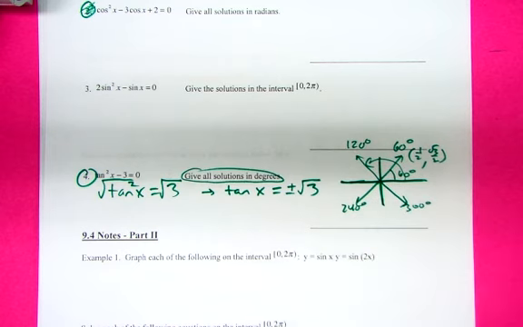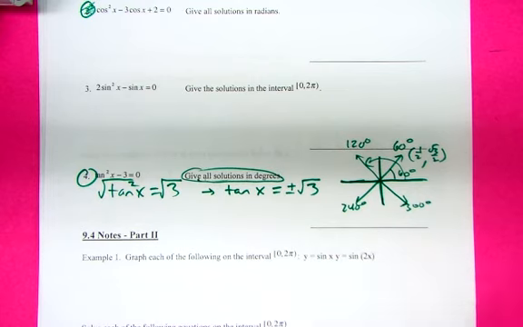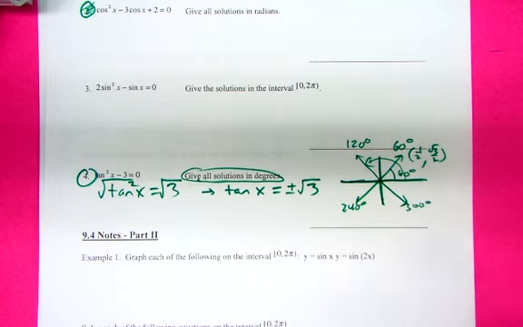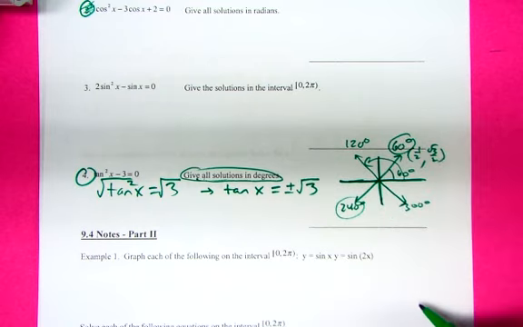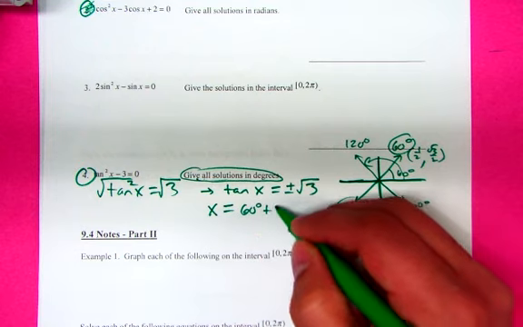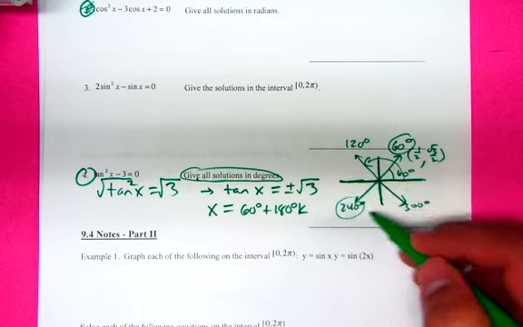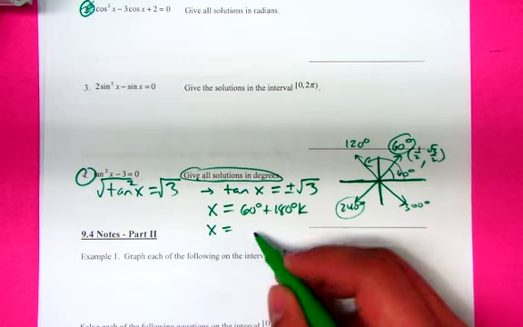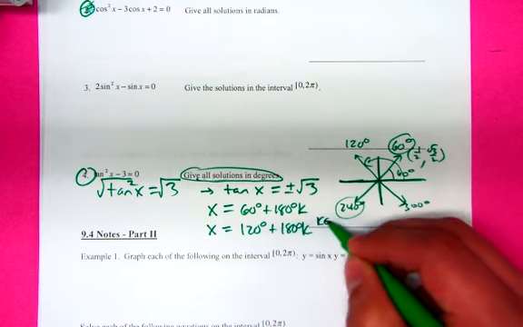300. Okay. So, since we're doing all solutions, we don't want to just list 60, 120, 240, 300. That would be okay if it was only from 0 to 360. How far apart are 60 and 240? 180. So we can say x equals 60 degrees plus 180k, and that will get us from 60 to 240, back to the first quadrant if I keep adding 180, right? K is any integer? Yeah. And then also 120 plus 180 degrees k, where k is any integer.